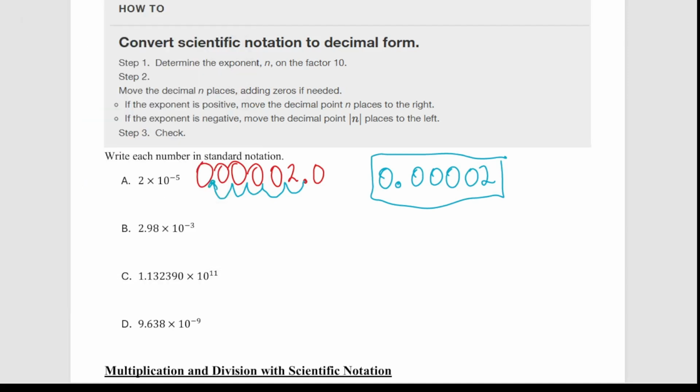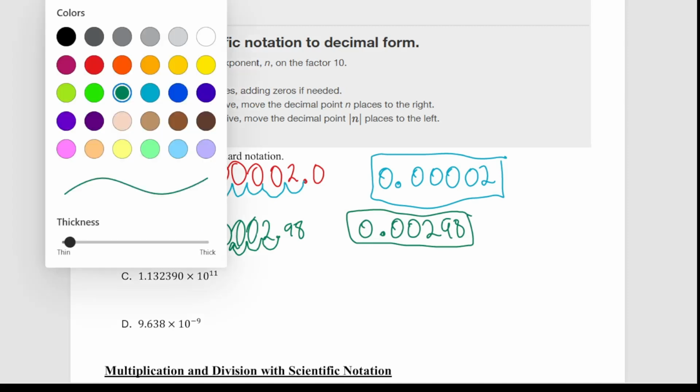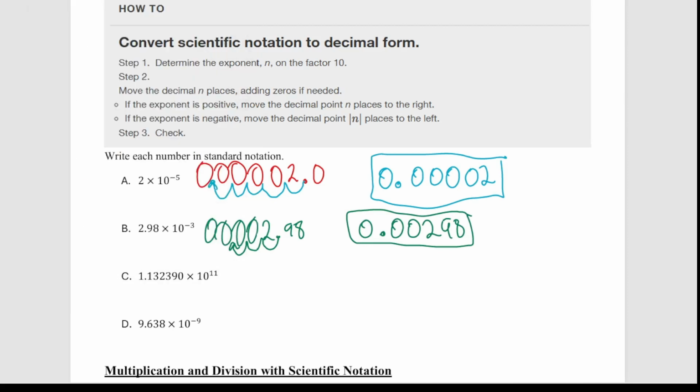So for the next 3, similarly for 2.98, and again, you can stick a few zeros in front to sort of help you visualize. You would move it over 1, 2, 3 places. So you would end up with 0.00298. And you should always do a quick sanity check that if it's a negative exponent, the number should be getting smaller, while if it's a positive exponent, the number should be getting bigger.